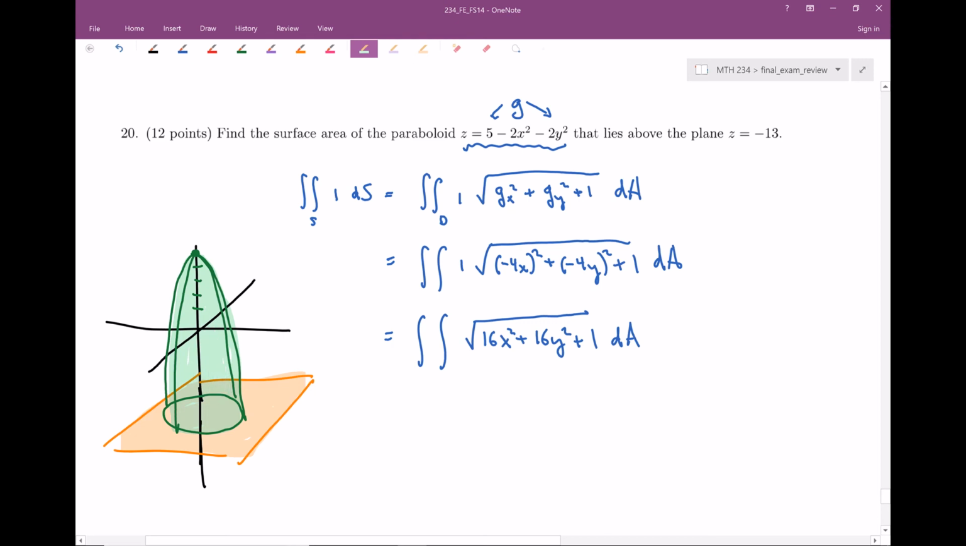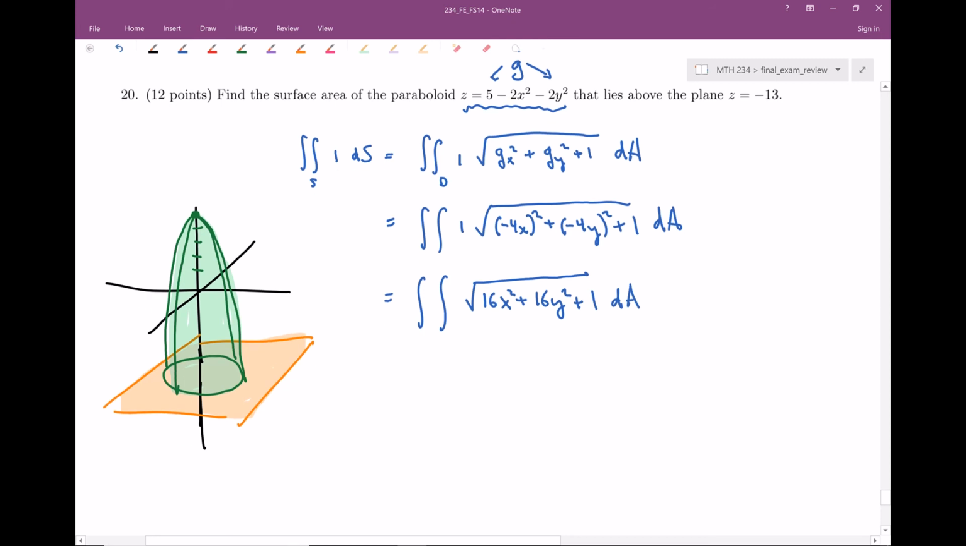All right, so let's go ahead and see then where these things intersect. What kind of information can I get out of this? So if z is equal to -13, so -13, if that's equal to the paraboloid, right? I'm kind of interested in this curve of intersection here. So I'm going to have 5 minus 2x squared minus 2y squared. And so let's go ahead and maybe rearrange things a little bit. So I'm going to get 2x squared plus 2y squared is equal to, and if I go ahead and add 13 to both sides, I'm going to get 18.